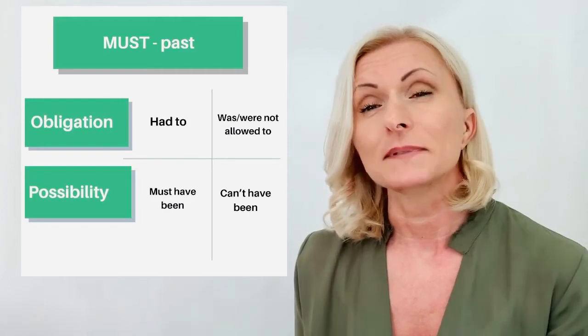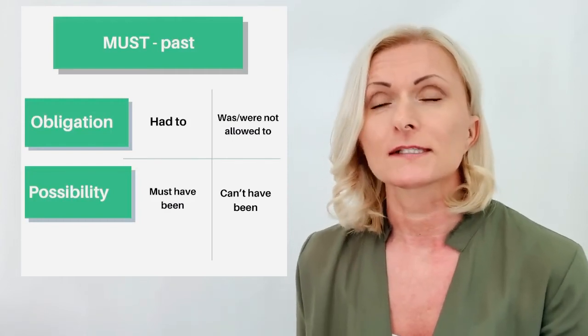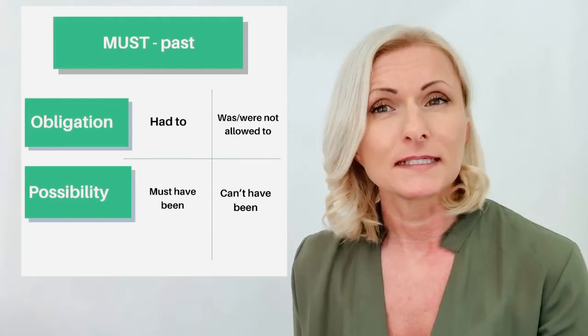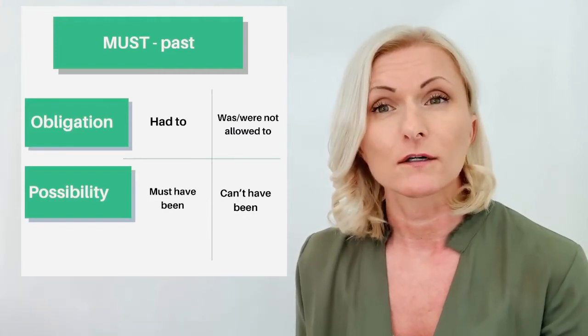So must have been, must have seen, must have finished, or the negative structure can't have been, can't have seen, or can't have finished. Now let's have a look at some example sentences, some situations, and see if you can choose the correct forms, either present tense or past tense forms of the varieties of must for obligation and possibility.